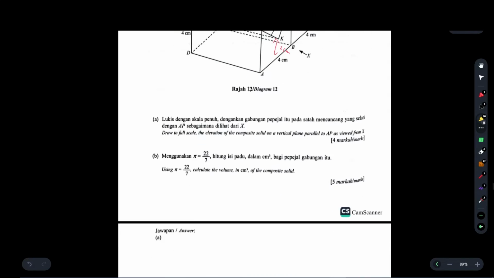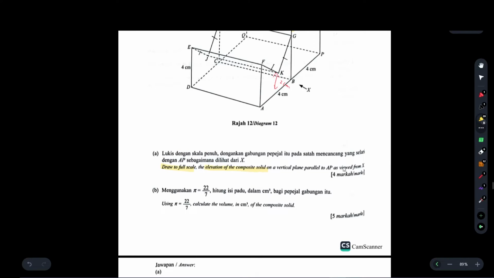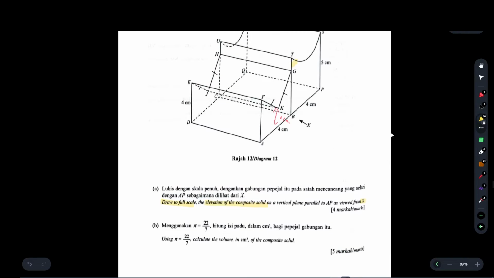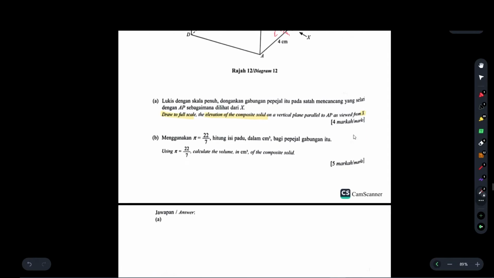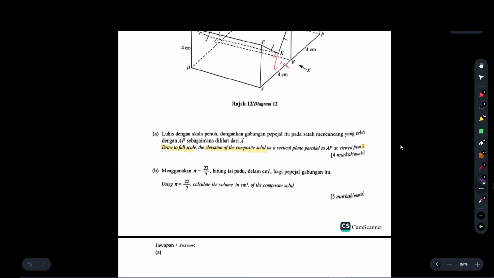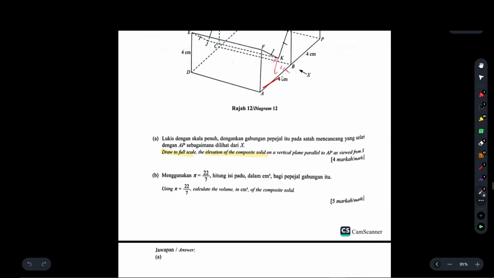So let's see. Draw to full scale the elevation of the composite solid on a vertical plane parallel to AP as viewed from X. So we're going to draw this shape from the perspective of X, which is right here. Let's start with the line ABP first, right here.